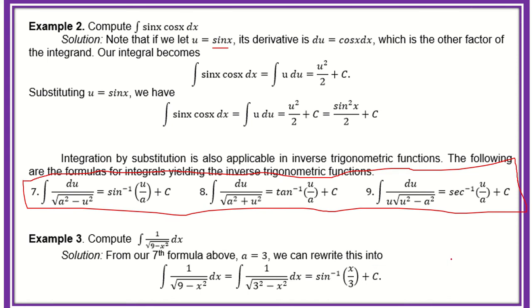Integral of du over square root of a squared minus u squared is arc sine of u over a plus c. Integral of du over square root of a squared plus u squared, that is arc tan of u over a plus c. U over a lahat. And then du over u times square root of u squared minus a squared, that is arc secant of u over a plus c.